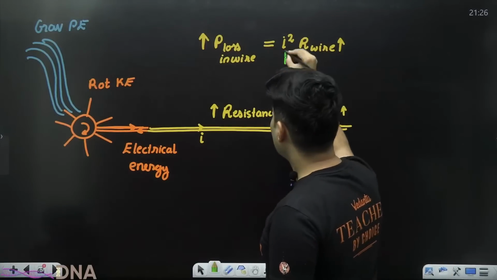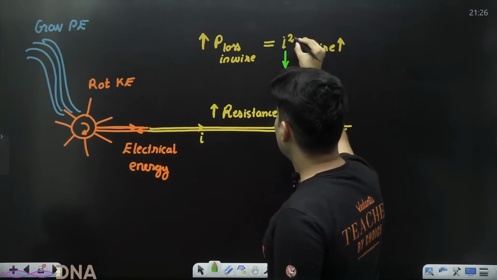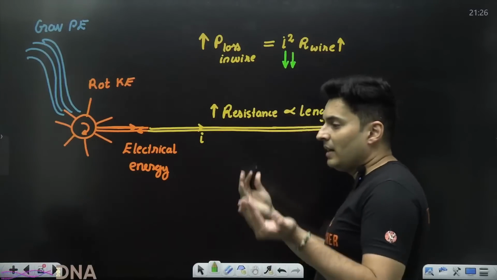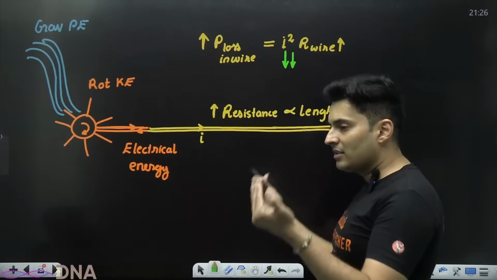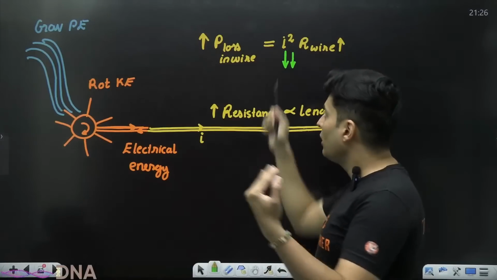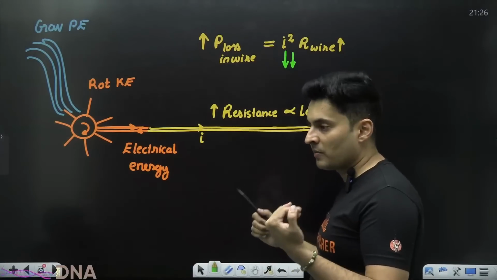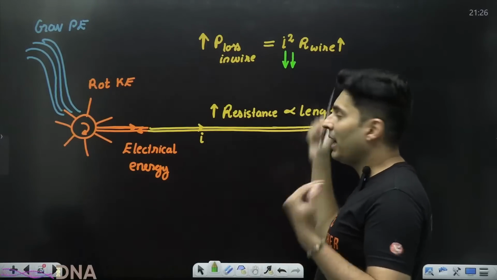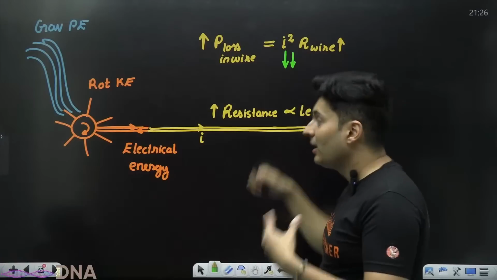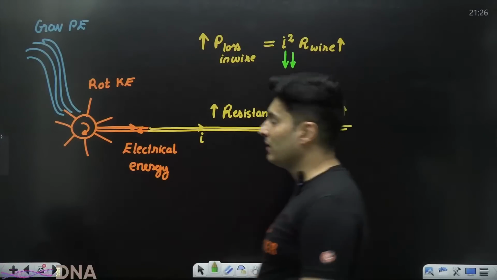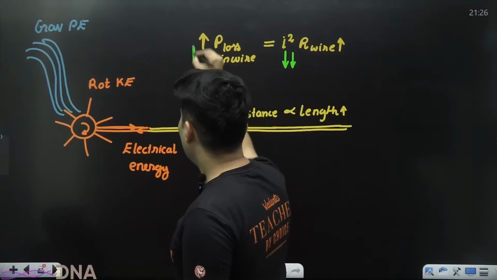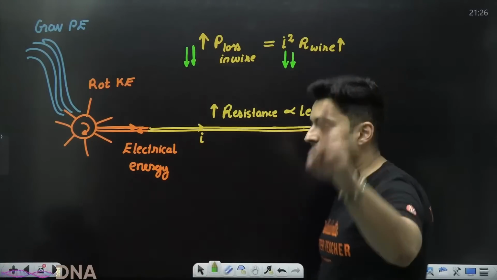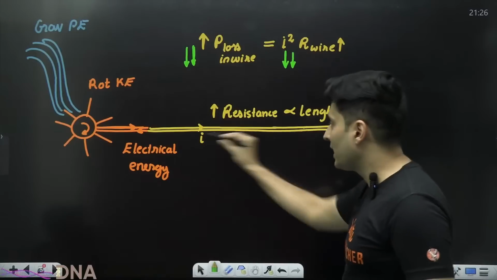So if you reduce this current, since it is being squared, if the current reduces by half, I squared will reduce by 1/4, power will reduce by 1/4. If I reduce the current to 1/10, I squared will reduce to 1/100th, I will save the power by 1/100th, guys. So hence the power loss will also decrease. So my aim is always to reduce the current flowing in it.